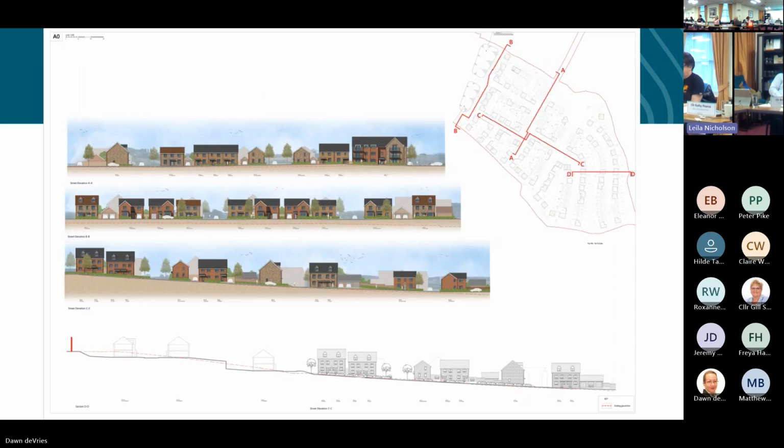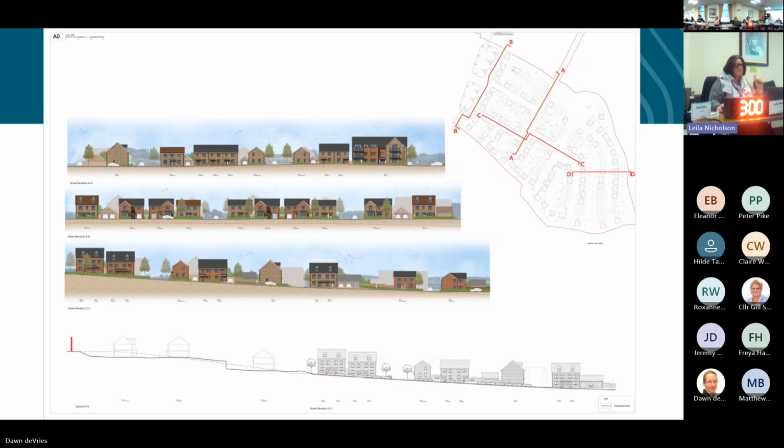And then just moving on to some street scenes. So the top one there, that's where you will see that block of flats. So this is the view looking west on the main street through the site. So you can see the block of flats on the right hand side. And that's obviously the biggest property on the site.